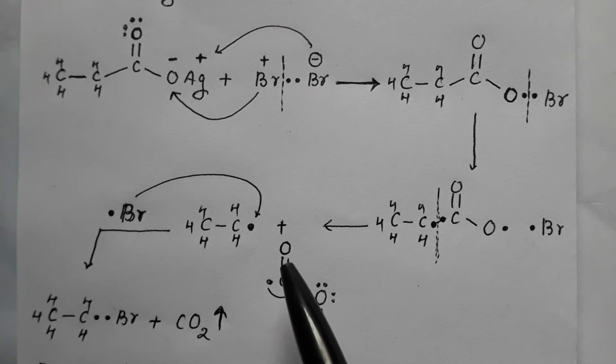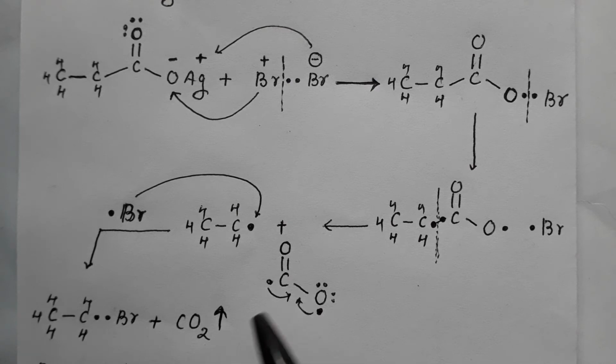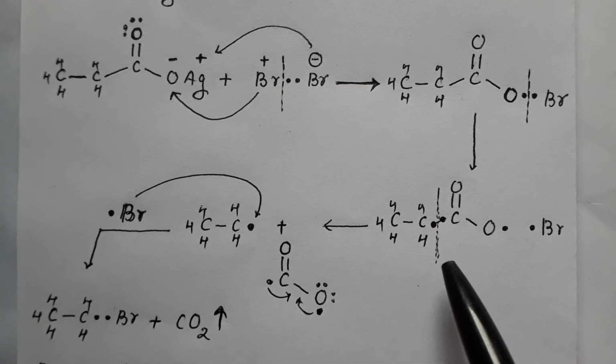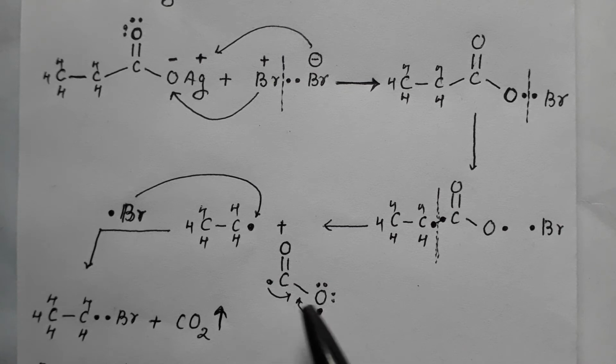So it is C double bond O, single bond O. The single electron converts into a pi electron pair, resulting in formation of CO2. So it results in formation of CO2, that is, decarboxylation is taking place. So this molecule undergoes homolytic fission, resulting in formation of this species in which oxygen is having a single electron.